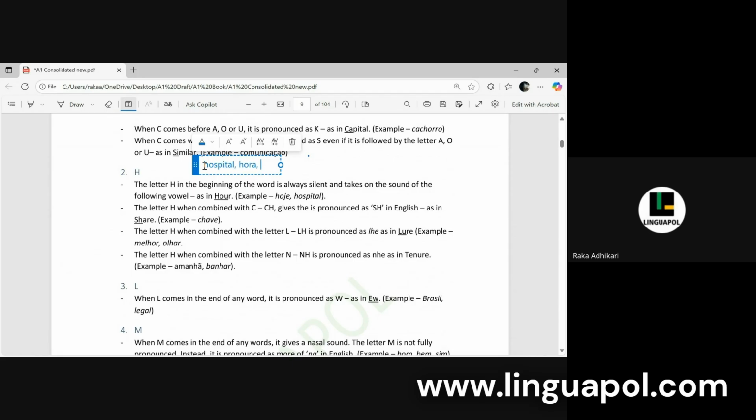Similarly, words like hora. Here we don't pronounce the letter H. Hoje means today. Hora means hour. So these kind of words where the letter H is the first letter of the word, we don't pronounce the letter at all, and we begin the word from the next letter. Let's see some more examples.